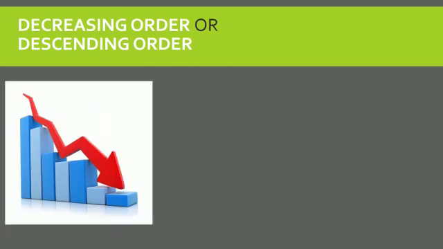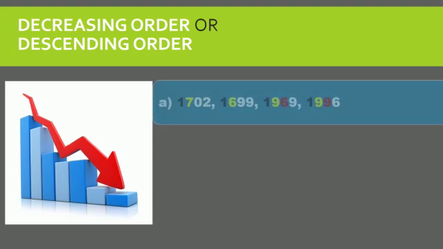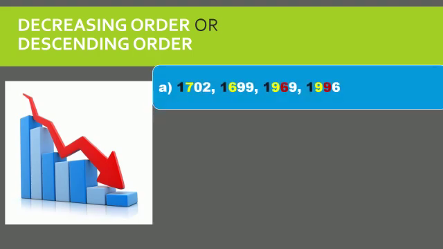Next we have decreasing order or descending order. So what is decreasing order? Decreasing order means arranging the numbers from big to small. So let's take the first example over here. We have the numbers 1702, 1699, 1969 and 1996. So what's the first step?